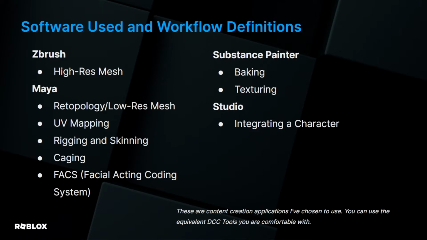Substance Painter. Baking: transferring the data from your high resolution to your low resolution mesh. Texturing: plug in your baked out mesh maps in Substance Painter to create your final textures. Studio: integrating a game-ready character to run in real time.